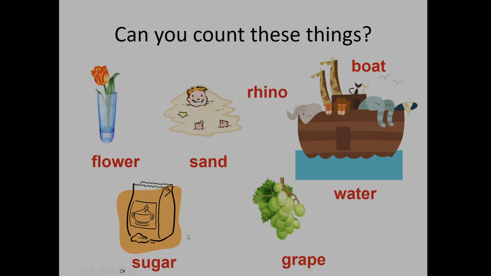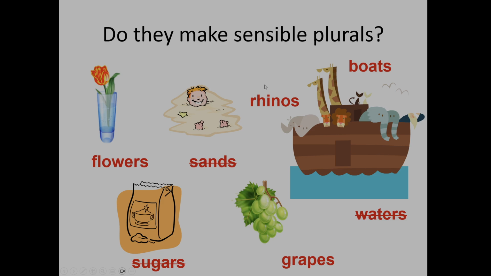Now let's move on. Sugar. Sugar, no. Sugar cannot be counted, so it's uncountable. Grape, absolutely. Grape is countable. And then we have water. Water, can we count it? No. The water cannot be counted, so it's uncountable. So let's move on to the next part.